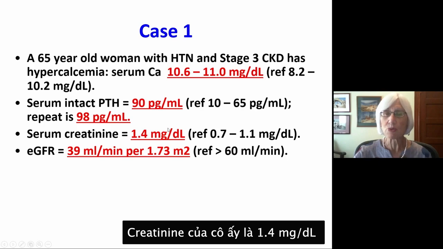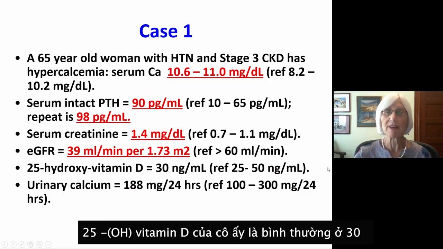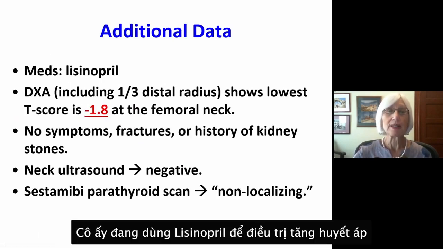Her creatinine is 1.4 milligrams per deciliter, and her estimated GFR is 39 mL per minute, where normal is up to 60. Her 25-hydroxy-D is normal at 30, and her urinary calcium excretion is in the normal range at 188 milligrams in a good collection of urine. She's on lisinopril for her hypertension.